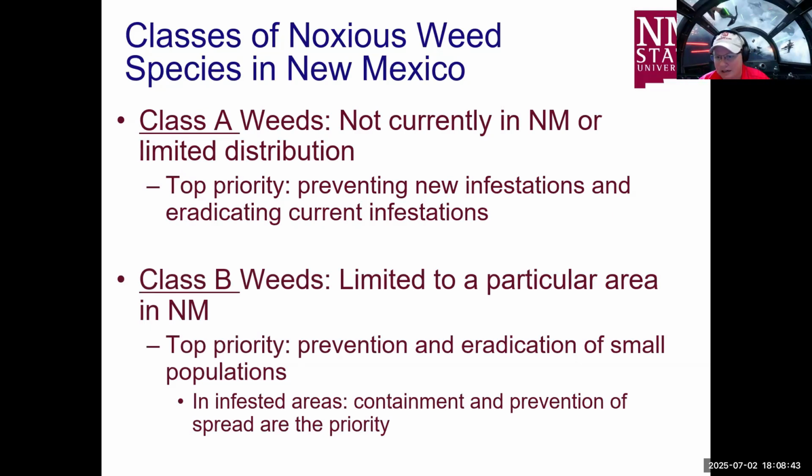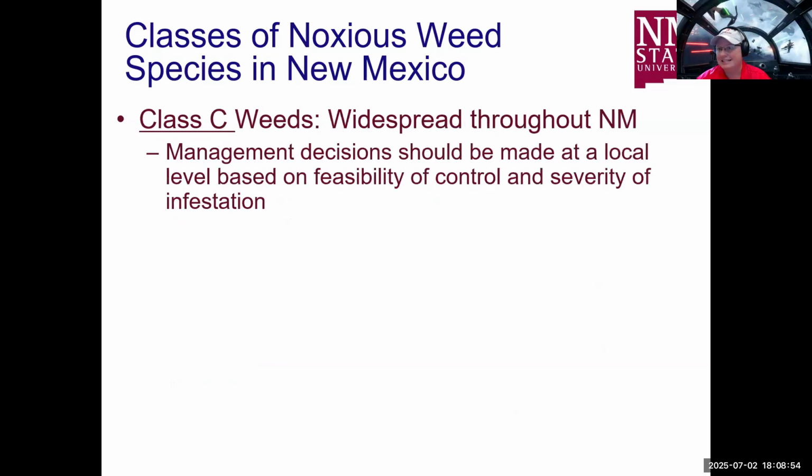So the top priority here is prevention and eradication of these small populations within those certain areas so they don't start moving more statewide and then become placed in the Class C category. Class C categories are widespread throughout New Mexico.